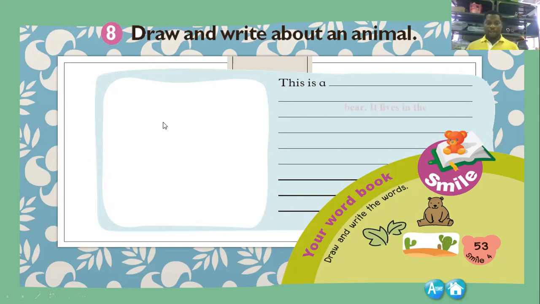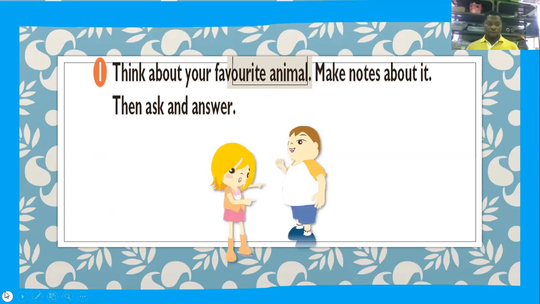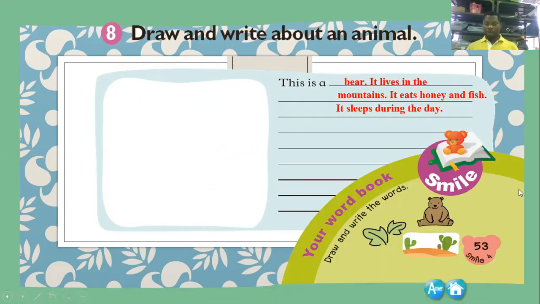I will show you an example to follow. For instance, here we have a bear. For instance, you say this is a bear. It lives in the mountains. It eats honey and fish. It sleeps during the day. So this is a short one about a bear. So if you choose to write a crocodile, you can write this is a crocodile. Also state where it lives, and what it eats and when it sleeps. Okay, so that is it. A nice one, isn't it?